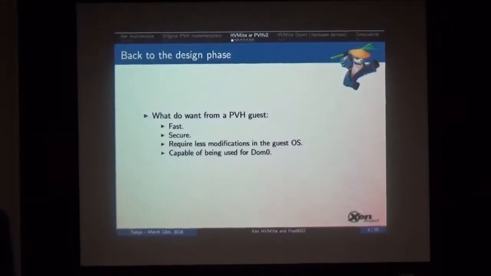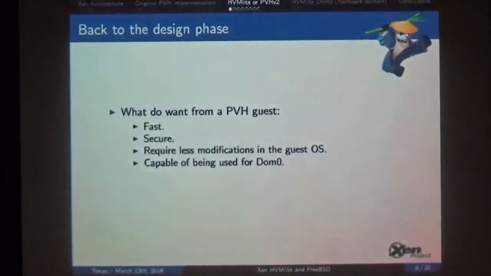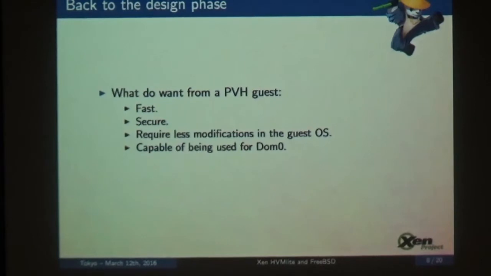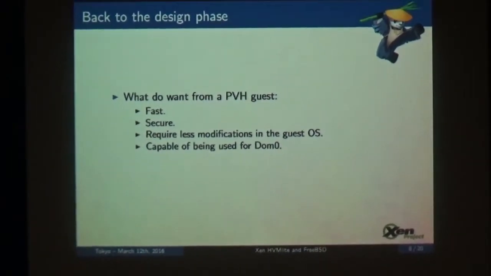So we decided to go back to the first phase, to the design phase, and see what we wanted from a PVH guest and how we could implement it without all these limitations. We wanted the PVH guest to be fast. This means that we need to use the hardware extensions as much as possible in order to improve virtualization speed. We wanted it also to be secure. This means that we will try to limit the number of emulated devices that we expose to the guest as much as possible, and that we, of course, also wanted to get rid of QEMU. We don't want to run QEMU for a PVH guest because it contains security issues in general. Another point is that we also want to require fewer modifications to the guest OS.